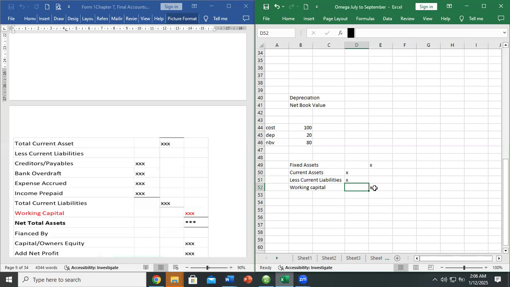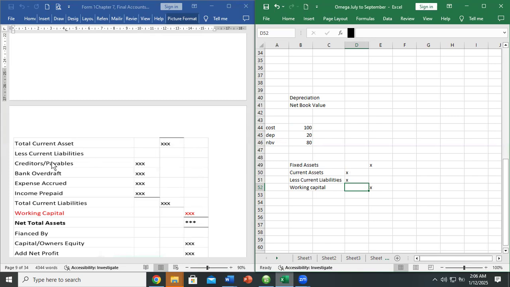And this is highly examinable, so note it. You can be asked to explain working capital, or in objective tests, the difference between current asset and current liabilities is referred to as, and you should get that mark, working capital. Okay. So you see, after bringing your fixed asset, you pick your current assets, you less the current liabilities.